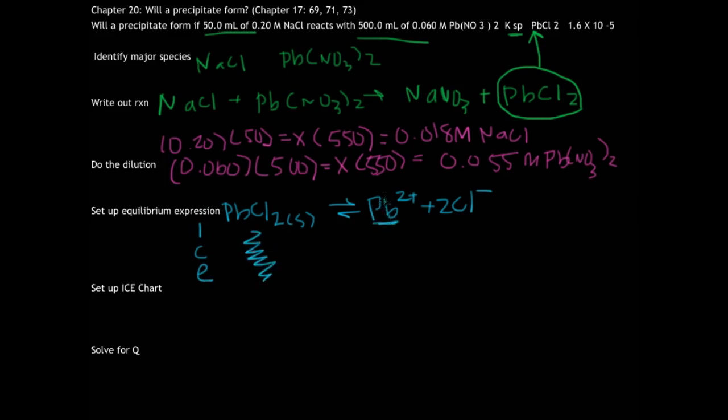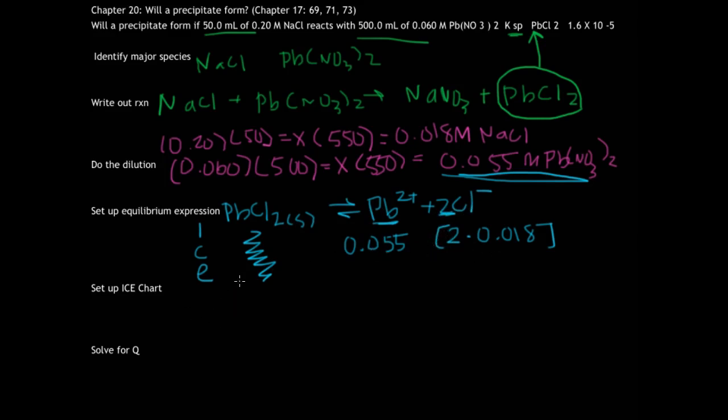Now, the lead 2 ions are going to come from the lead 2 nitrate. So for every one of those, we get a lead ion. Now for the chloride, it is 2 times that number. And the question is, well, why? Well, every time lead 2 chloride precipitates out of solution, 2 chlorides come out.